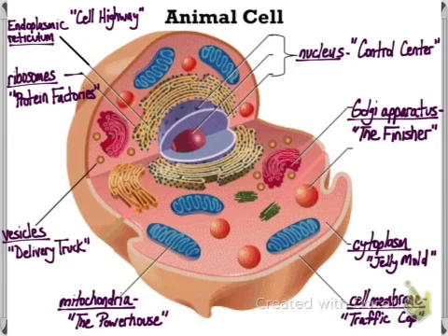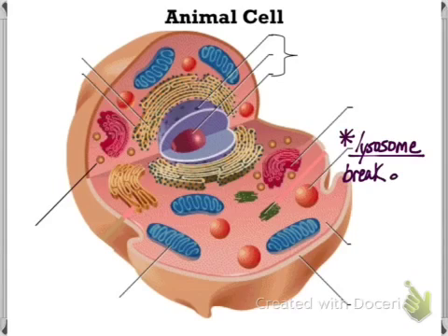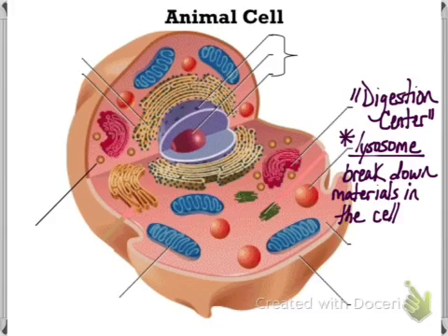There's only one structure in an animal cell that is not in the plant cell, and I'm going to go to a new slide. That last one are those red circles, and they're called lysosomes. What I'd like you to do for lysosomes is at the bottom, write the definition of a lysosome. It doesn't have a nickname. Well, actually, it does. The lysosome's job is it breaks down any waste material that is in the animal cell, and so we nickname it the digestion center.